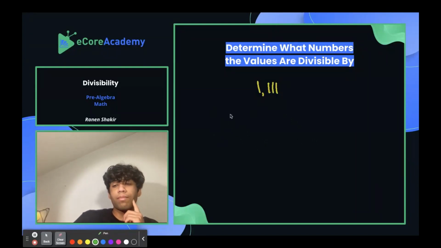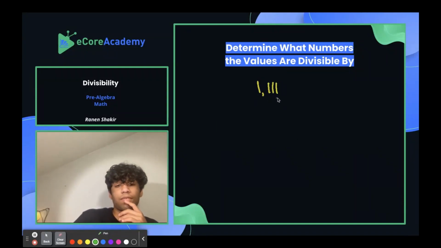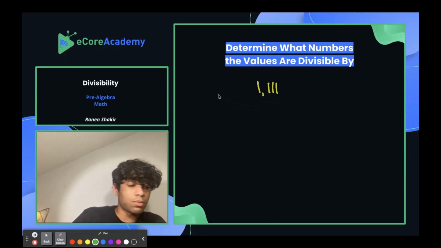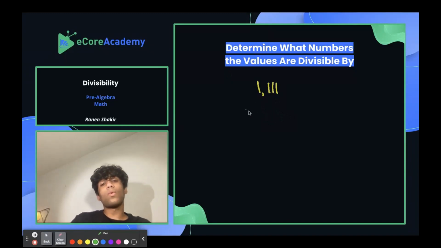So off the bat, you should know it's not 2. The number is not divisible by 2 because it's not an even number. It's not divisible by 3. The digits don't add up to a number divisible by 3. It's not going to work for 4, not going to work for 5, it's not going to work for 6, not going to work for 7, not going to work for 8, not going to work for 9, not going to work for 10. So let's go one step above.